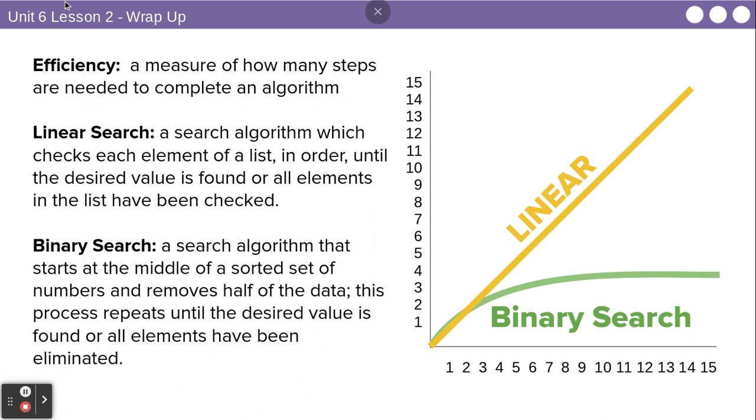All right. So again, efficiency is a measure of how many steps are needed to complete an algorithm. A linear search checks each element in a list in order until the desired value is found, or all elements have been checked. And then a binary search is a search algorithm that starts at the middle and then removes half the data and then checks the middle again until, again, either you found your value that you're looking for or all the elements have been eliminated.